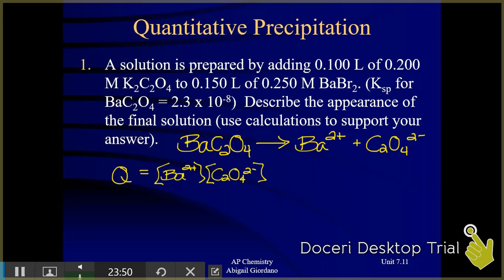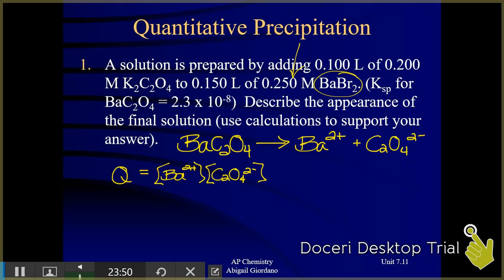The tricky part here is, how do I get those molarities? And you might say, well, that doesn't seem tricky. Where is barium coming from? It's coming from here. And you might say, well, there's the molarity for barium. No, not quite. That is the molarity of barium bromide before those two solutions were mixed.